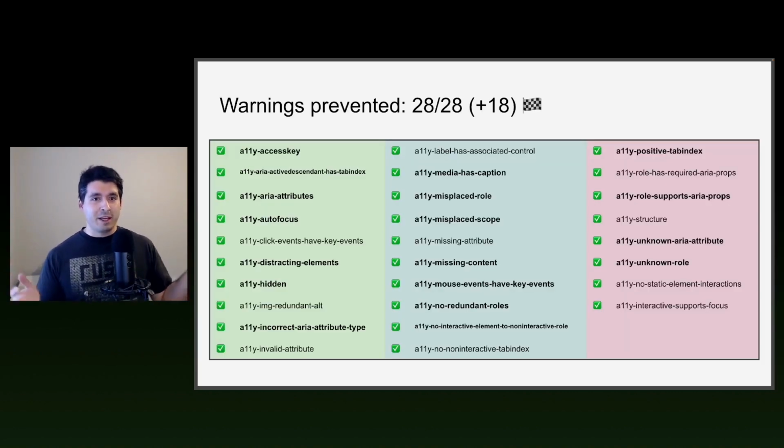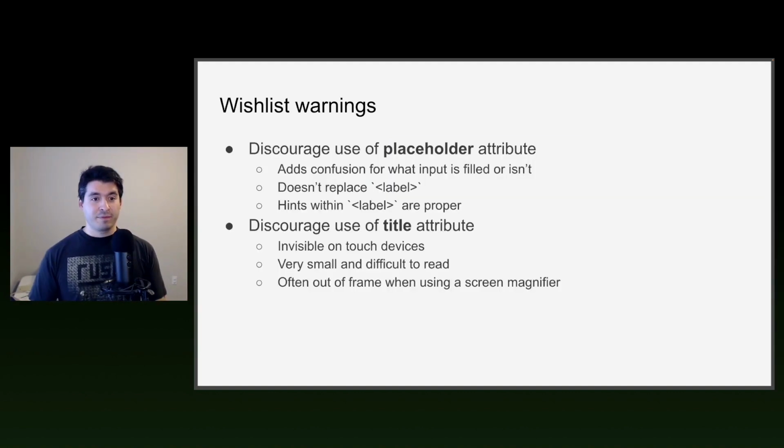And we did it! Plus 18 warnings prevented. And I already read them out to you, so I won't read them again, but we made it here. I hope you're satisfied that we covered all 28 Svelte warnings. But here's my personal wish list. What more could Svelte do with static analysis?